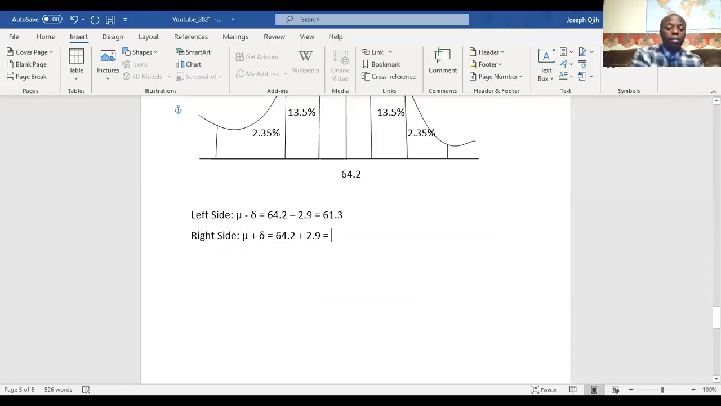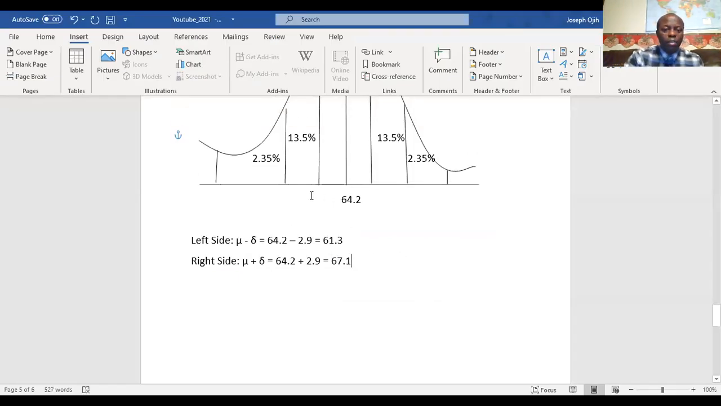So on the left side, we have 61.3. On the right side, which is this one, we have 67.1. So we do the same thing for 2 standard deviations and 3 standard deviations. Once we have that, we almost finished our answer.